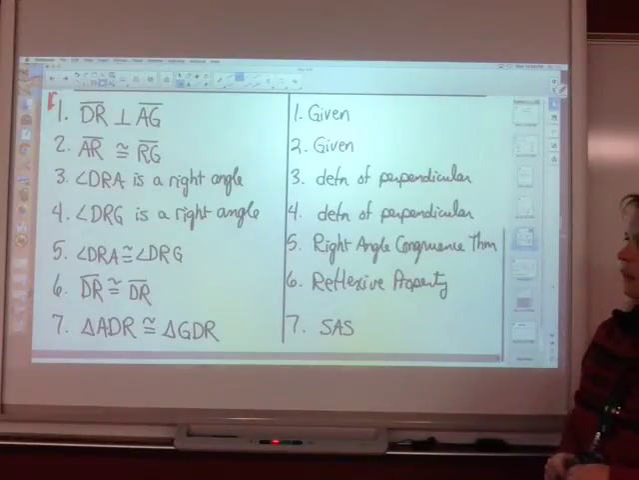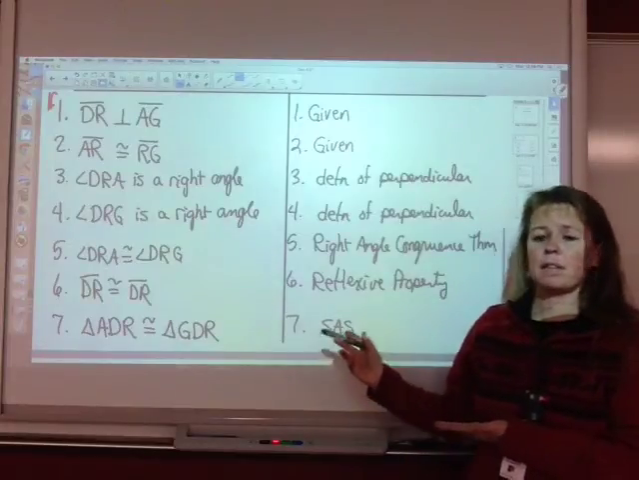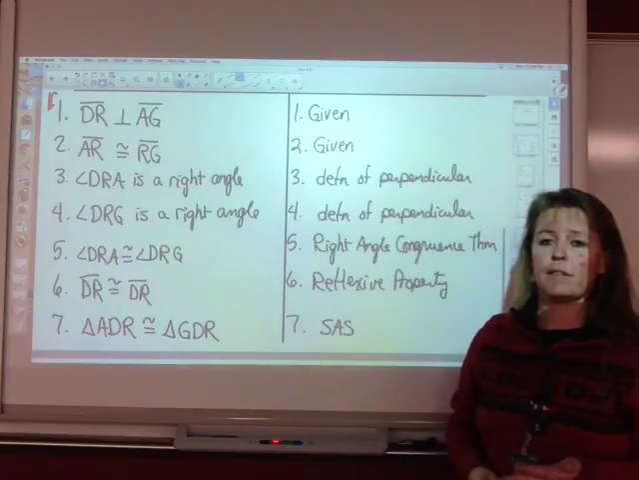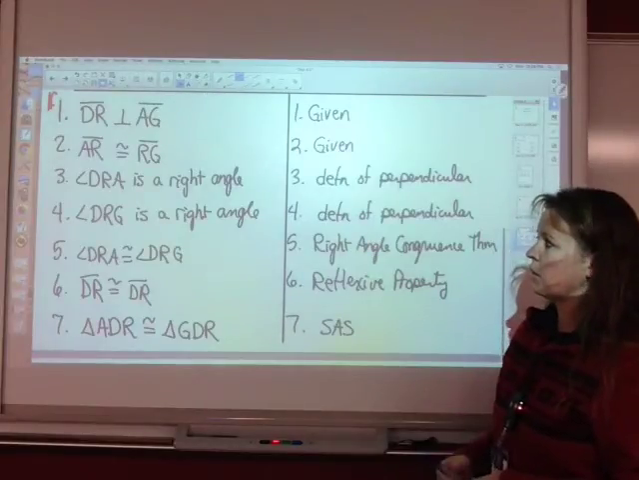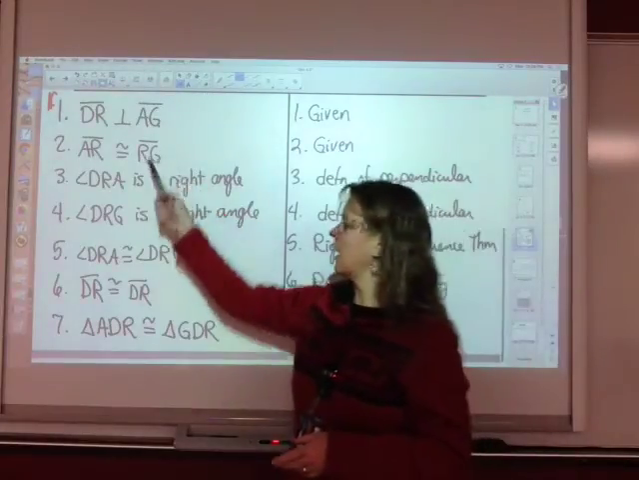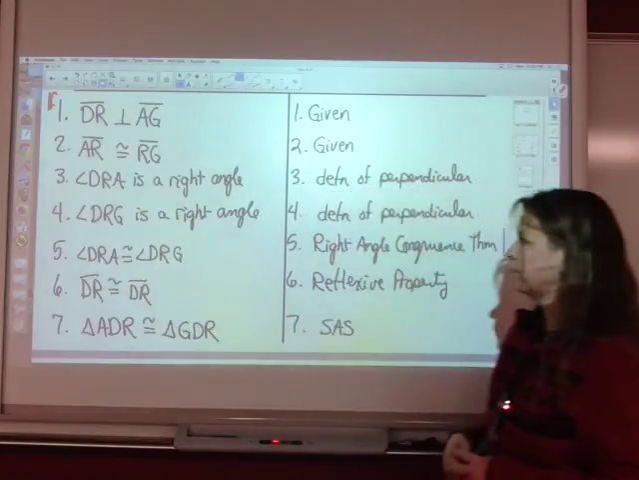Side, angle, side. Still 7 steps long, but imagine if we still had to do 3 pair of congruent sides and 3 pair of congruent angles. That would take a lot of steps. We get to shortcut it. We need a side, an angle, and a side.